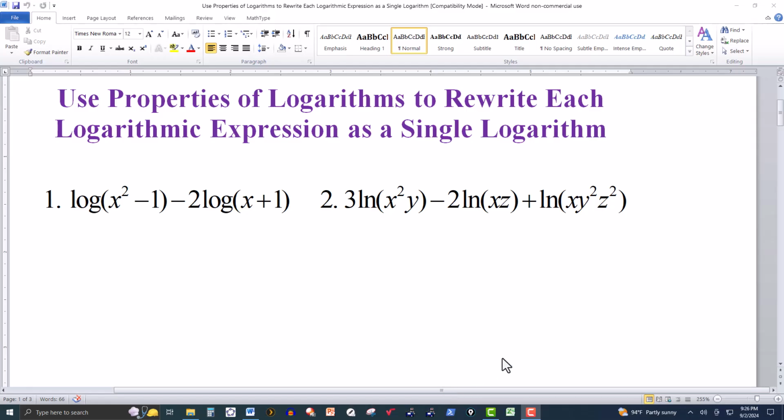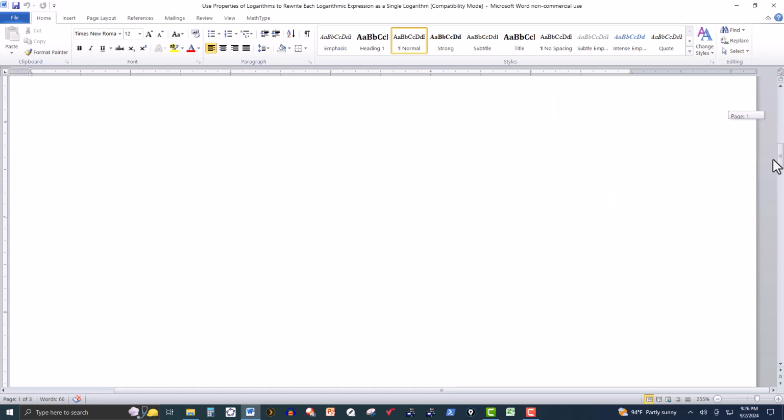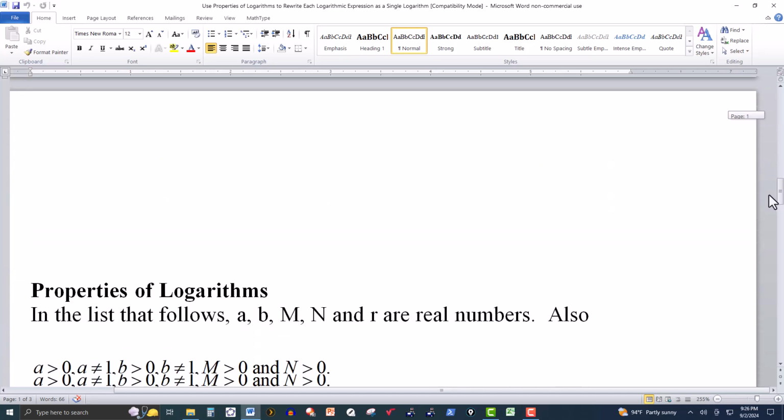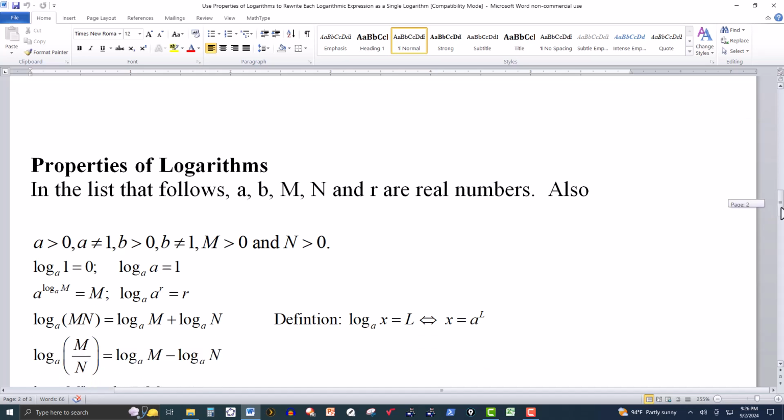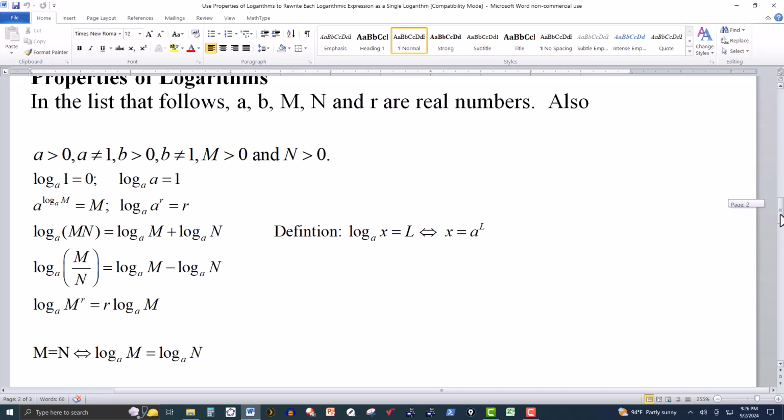In this video, we want to use properties of logarithms to rewrite each of these logarithmic expressions as a single log. I've shown this list of properties in the last video and others. So here are the properties of logs. Got the definition over here on the right side. The ones we'll be using, this one right here, says if you have a log of a product, you can write that as the sum of those logs of the respective factors. And this works both ways.